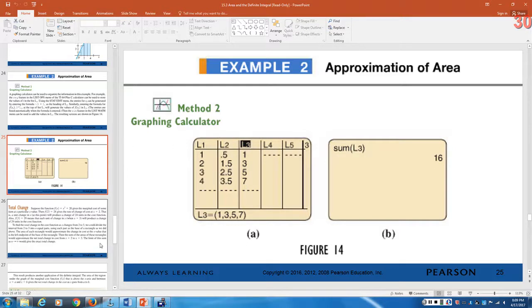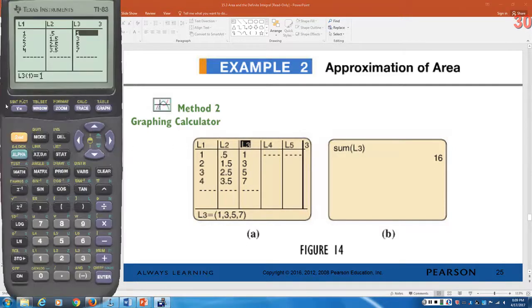So you can go to your calculator and go to your list operations, which is second stat, and tell it to find you the sum. Where did my sum go? Oh, it's on math, sorry. Find me the sum of list, whoops, not there. Let's go down here at the bottom.